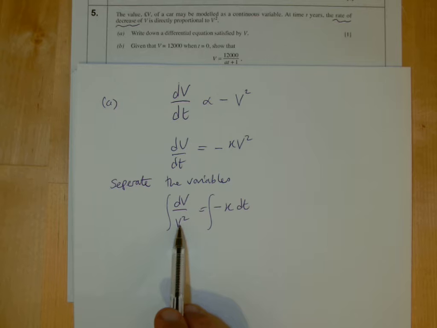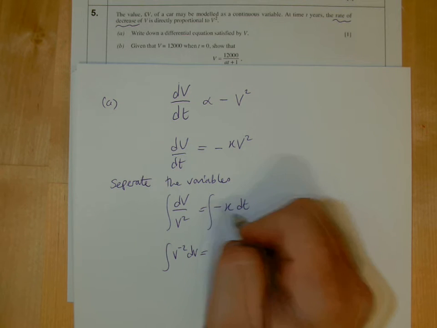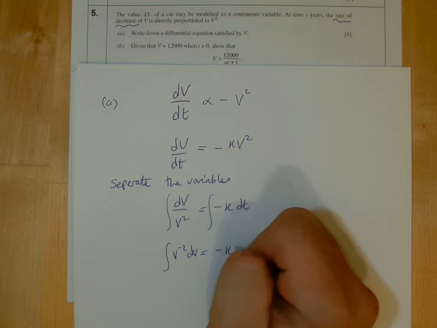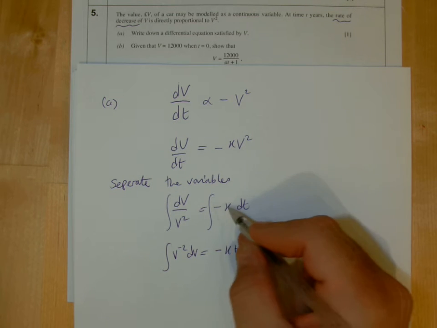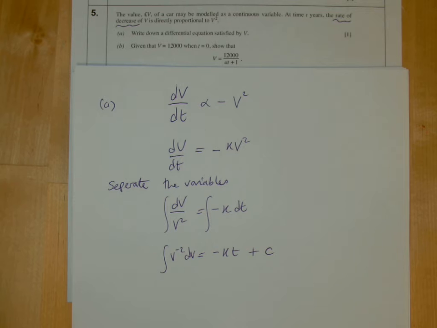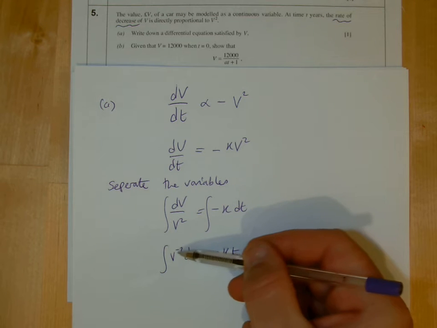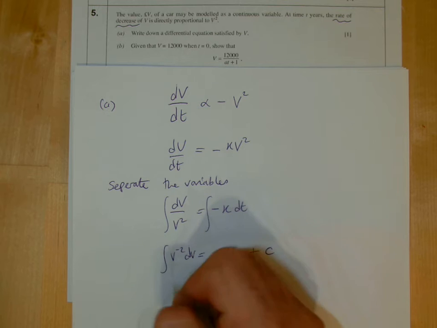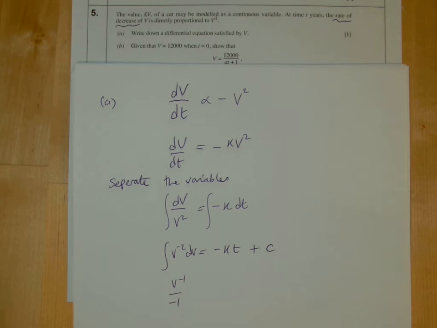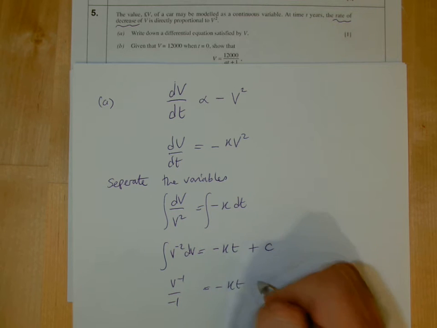But if you notice here, I've got v squared on the bottom, so that's not going to be ln. It was v squared on the bottom, we've got to take it up. So that'll be the integral of v to the minus 2 dv, and this will be minus k with respect to t, so I can integrate that straight away. It'd be minus kt, wouldn't it? k is a constant, remember, minus k is a constant. Plus, of course, c. And when I integrate v to the minus 2 dv, that will be v to the minus 1 over minus 1, so you add one to the power and divide by that new power, equals minus kt plus c.